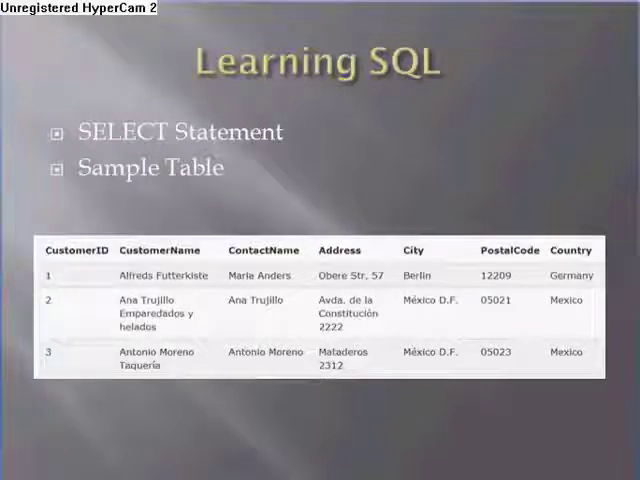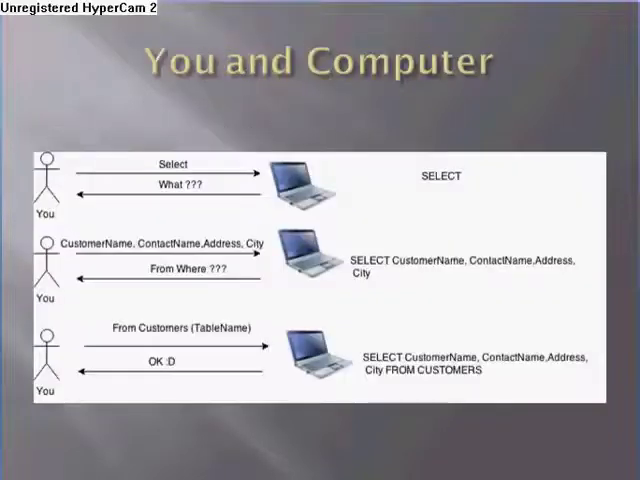Before starting, let me show you a simple conversation between you and the computer. Suppose this is you and this is the computer. You are asking the computer to select. The question from the computer side is: what to select? You say I need to select CustomerName, ContactName, Address and City. The next question is: from where? You say from Customers, that is the table name. If you see this conversation, you have automatically built this query: SELECT CustomerName, ContactName, Address, City FROM Customers, and this is the complete SQL statement. If you want to execute this, it will work.